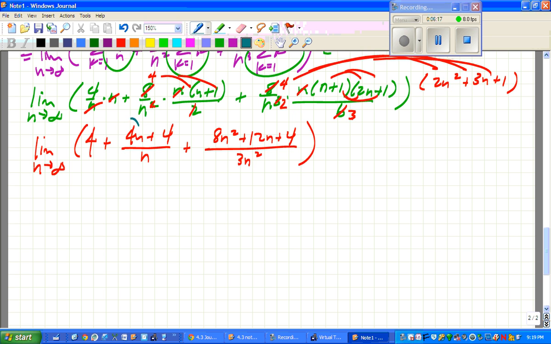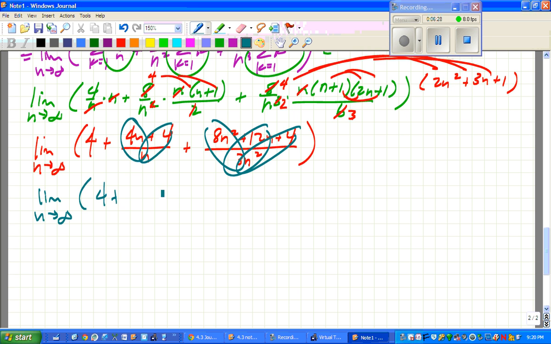This is where we can split these up. I'm going to take each term divided by the bottom term, so we have the limit as n approaches infinity of 4 plus 4n over n, that's just going to be 4, plus 4 over n, plus the 8n squared over 3n squared, the n squareds cancel out, so we're left with 8 thirds, plus 12n over 3n squared, we're left with 4 over n, plus 4 over 3n squared.